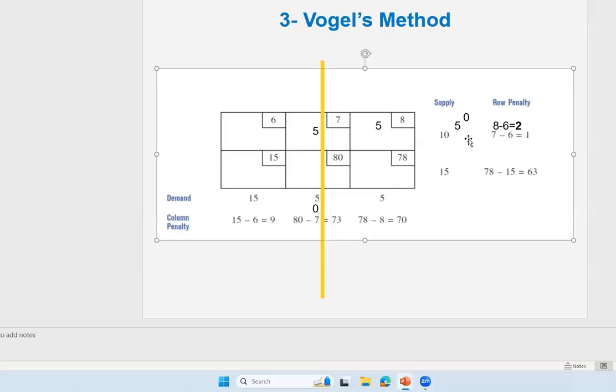This also becomes 0. Now delete the column and row that have 0. So I need to get rid of this column and that row.